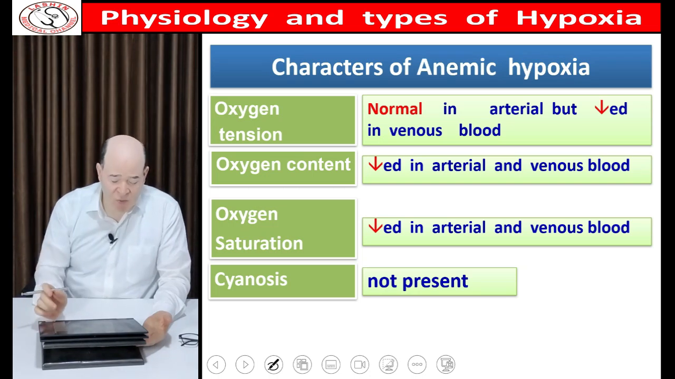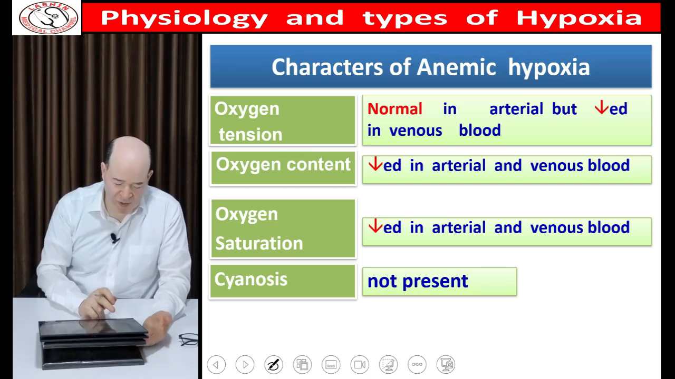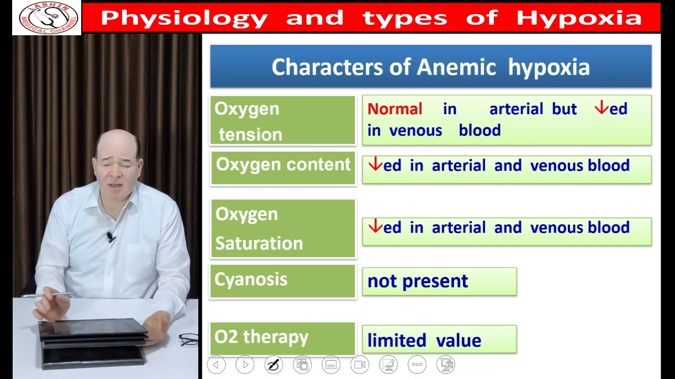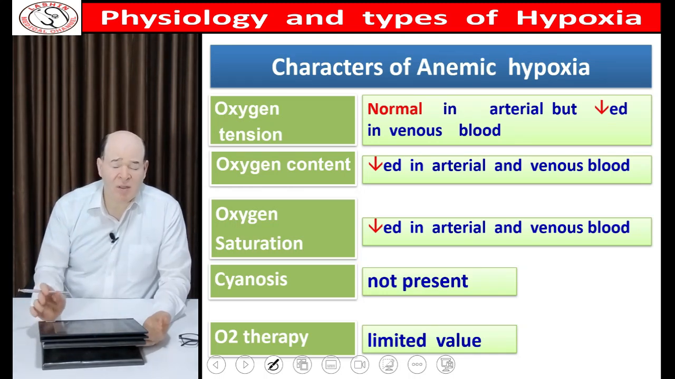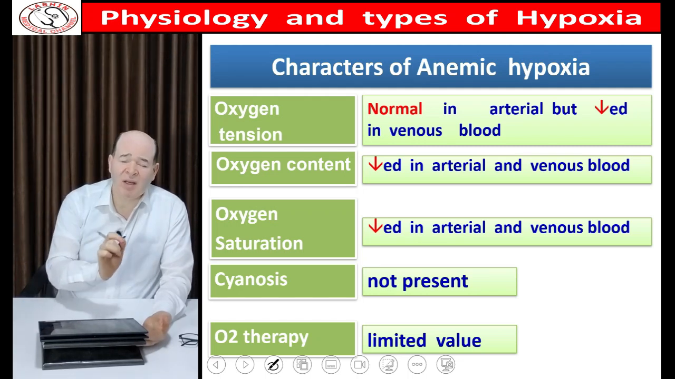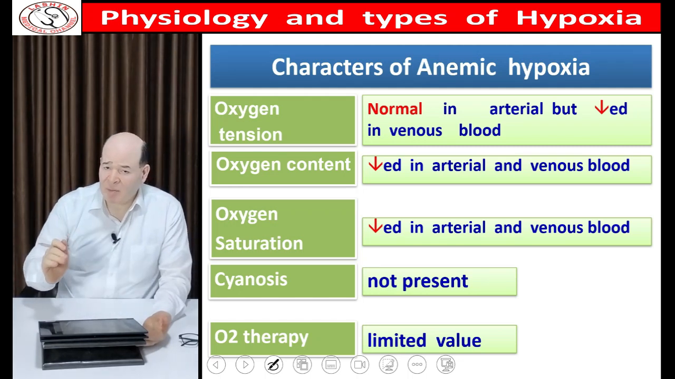Also, no cyanosis with sulfhemoglobin or methemoglobinemia. Oxygen therapy of limited value. It is helpful. However, we need many measures according to the type of anemic hypoxia, whether it is methemoglobinemia or CO poisoning or sulfhemoglobin and so on.